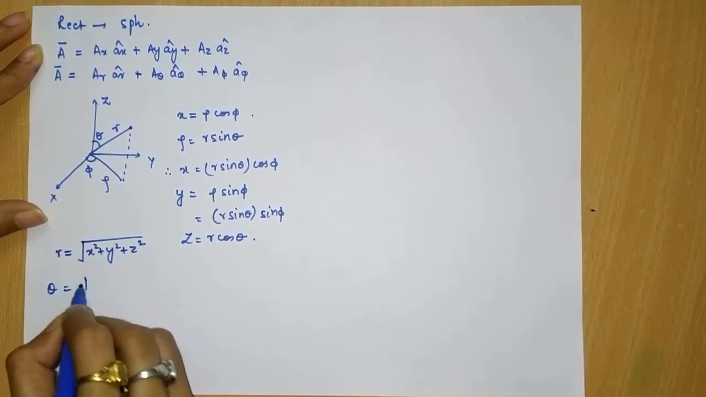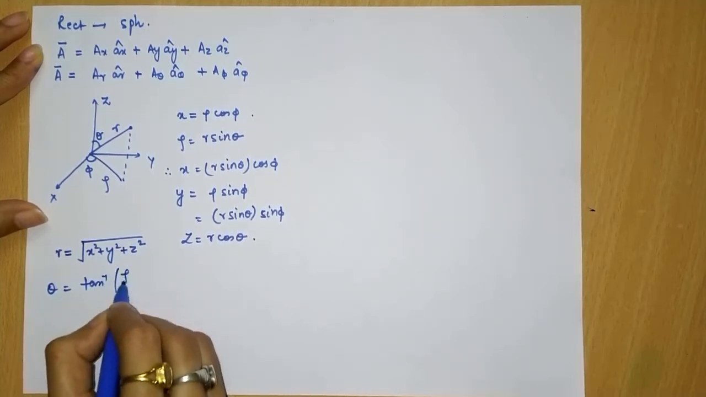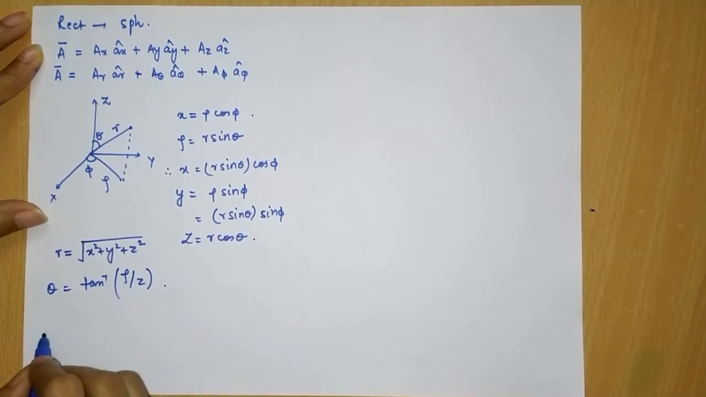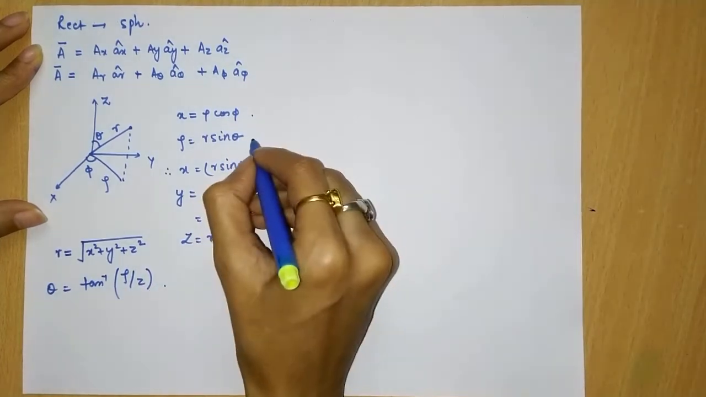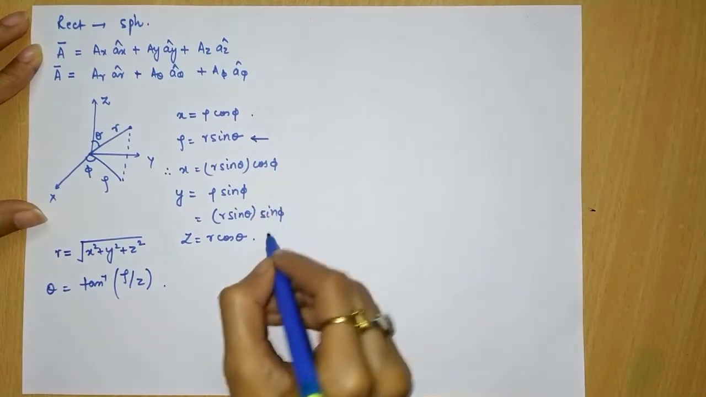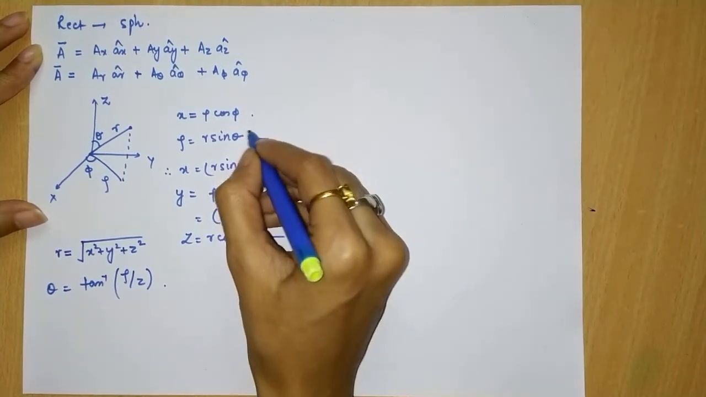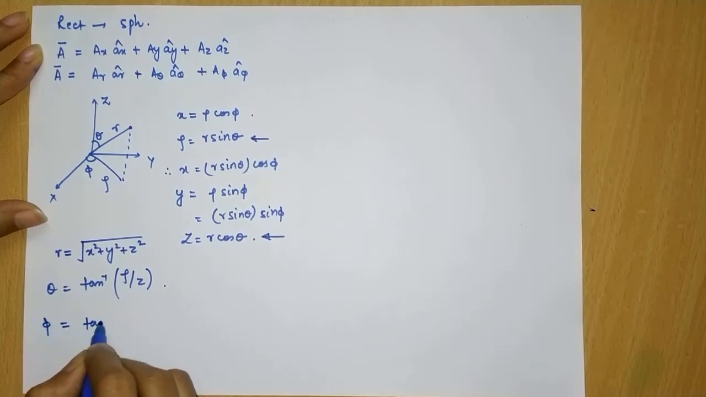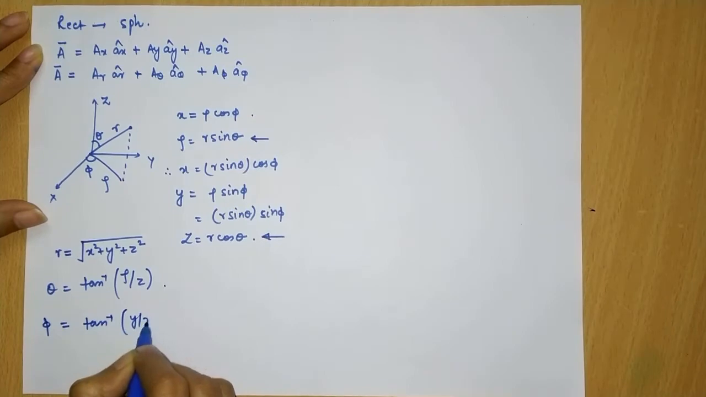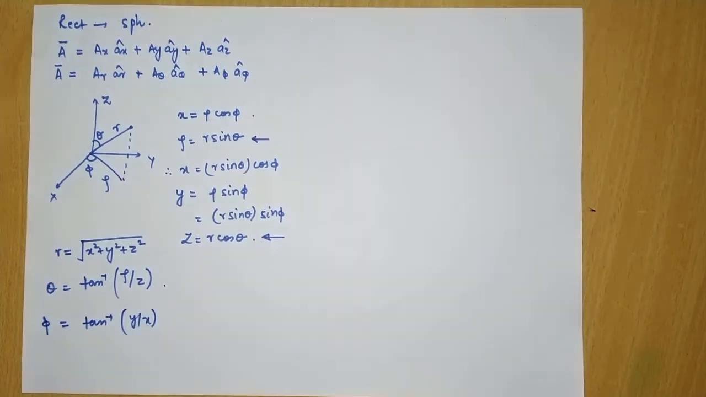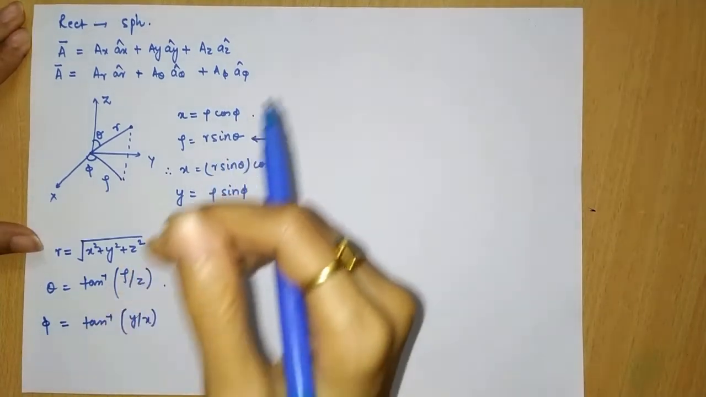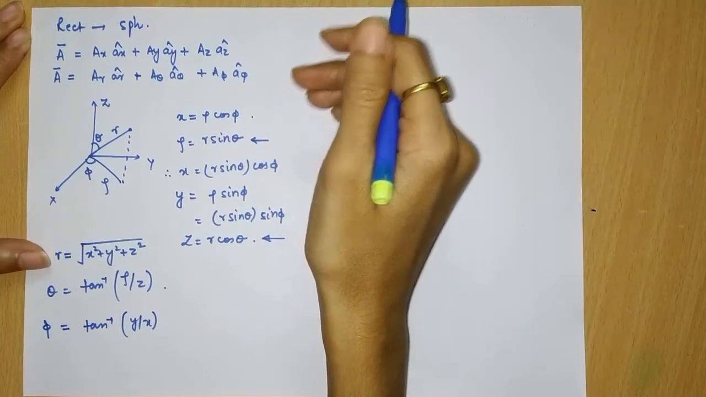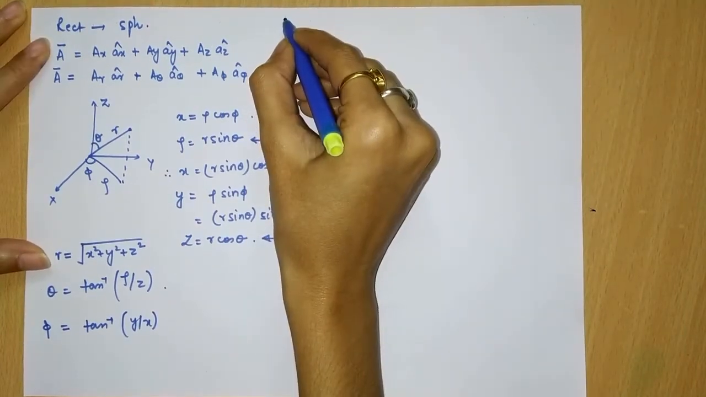Theta is equal to tan inverse rho upon z, because rho is equal to r sin theta and z is equal to r cos theta. You divide these two, we will get this angle theta. And phi is the angle from x-axis. Therefore, tan inverse y by x. Now, if we want to express these transformations in matrix form, then first we need to understand the dot product.